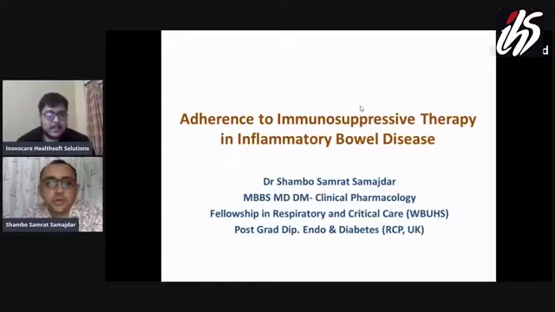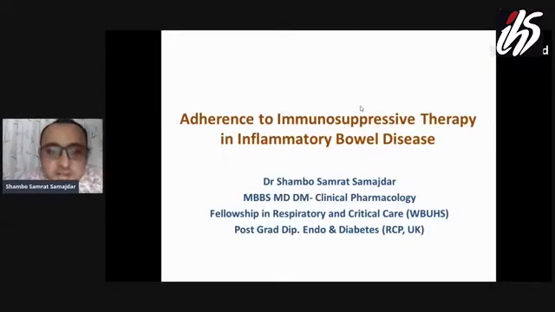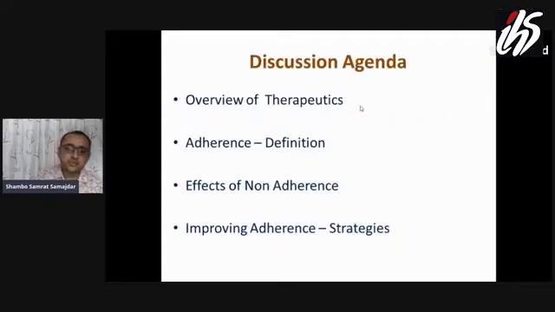Shambhu. Okay. So for the next 15 to 20 minutes, we'll discuss adherence in inflammatory bowel disease, and for that we'll focus on the different immunosuppressive agents. This will be my flow of discussion: a little overview of therapeutics, then adherence to therapy. What is the definition of adherence? What are the effects of non-adherence, specifically in inflammatory bowel disease, and how can we improve adherence?